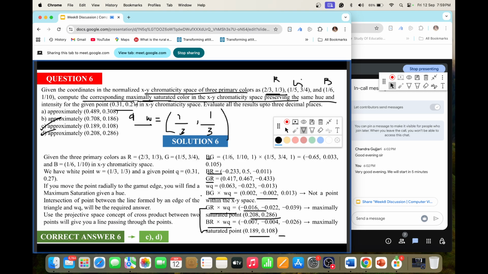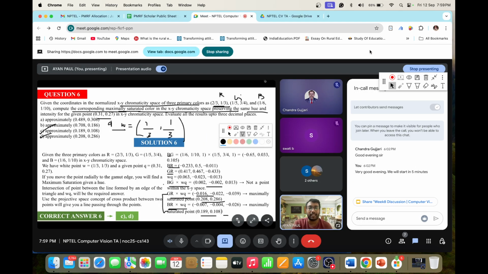So these are the corresponding maximally saturated colors in XY chromaticity space preserving the same hue and intensity. This is for GR, and this is for BR. So C and D are the correct answers. Is it clear to all of you?